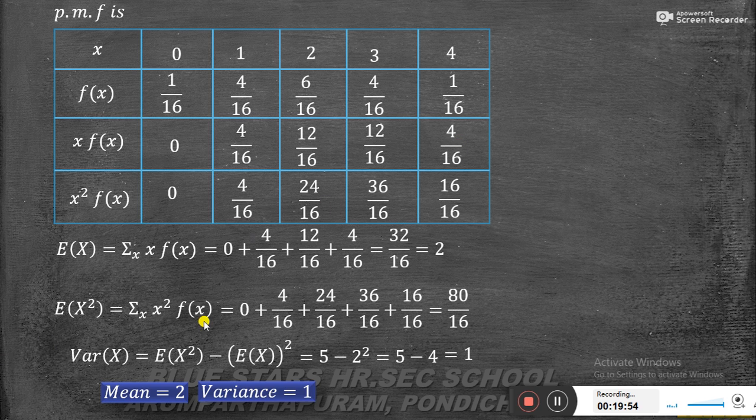So we add this column: 0 plus 4 by 16 plus 24 by 16 plus 36 by 16 plus 16 by 16 equal to, we add all the terms, 80 by 16. Therefore, variance of x equal to expectation of x square minus expectation of x whole square. Expectation of x square is 80 by 16 minus expectation of x, 2 square. So 80 by 16 is 5. 5 minus 2 square, 5 minus 4, 1. Therefore, mean equal to 2, variance equal to 1.